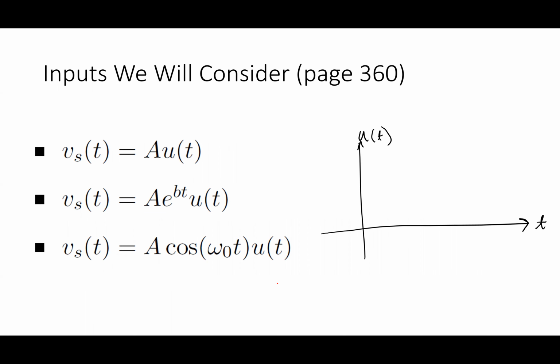So the inputs that we're going to consider are these 3. This one here, this a times u of t, looks like a constant, except that it has this u of t. I defined u of t the other day. u of t is what I call the unit step. Unit step function. We could probably say a whole lot about it, but it's not the most interesting thing in the world. The unit step, what is it? If I tried to draw u of t versus time, what would that look like?